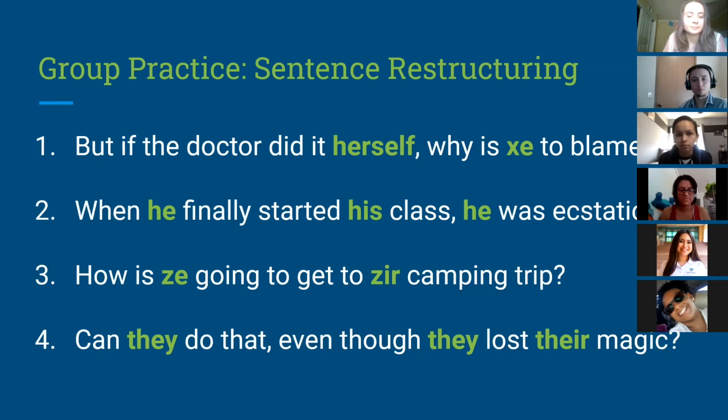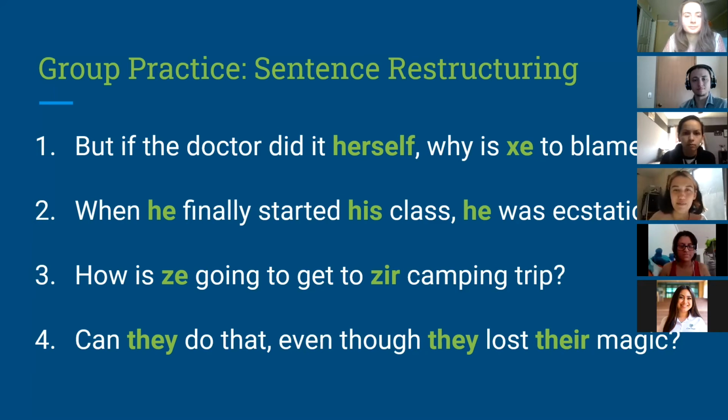Anyone have one for number three? We decided that something important was just making sure everyone has a ride to the campsite or wherever. So we wanted to ask the question instead, what is everyone's mode of transport for the camping trip? Excellent. That's very good. What if it's not a group trip? What if it is one person going camping? Did anyone have a solution that keeps it singular?